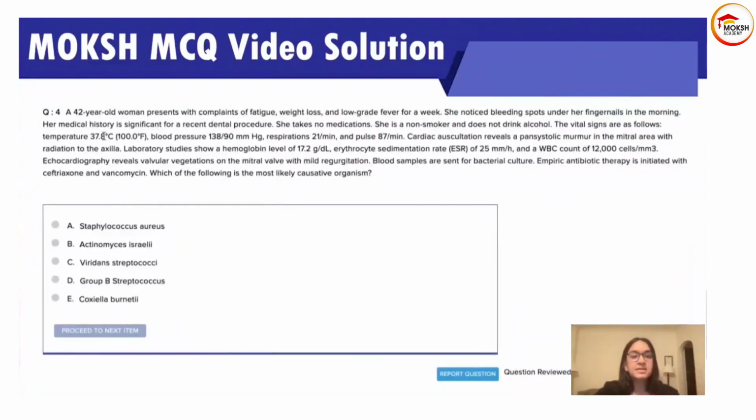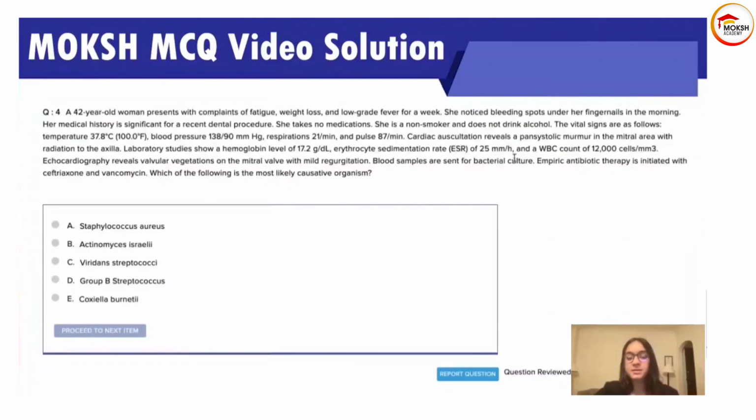The vital signs are temperature of 100, blood pressure 138/90, respirations 21, and pulse 87. Cardiac auscultation reveals a pansystolic murmur in the mitral area with radiation to the axilla. Lab studies show a hemoglobin of 17.2, ESR of 25, WBC 12,000. Echo reveals valvular vegetations on the mitral valve with mild regurgitation.